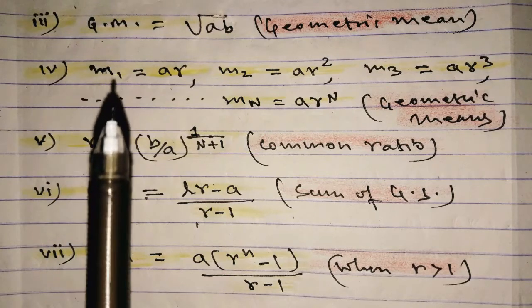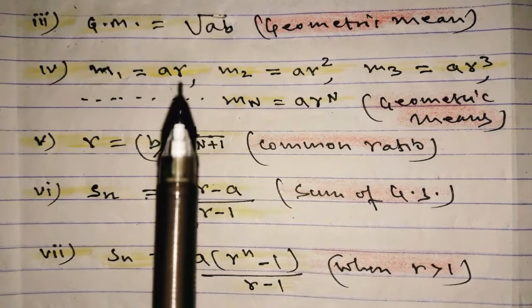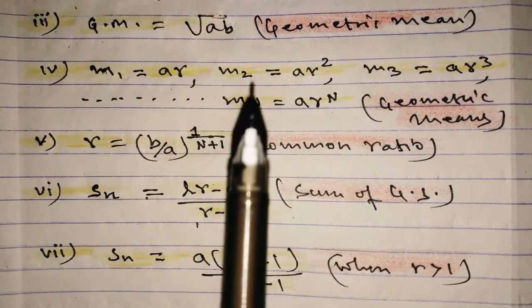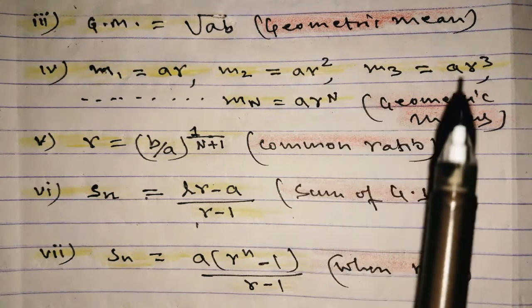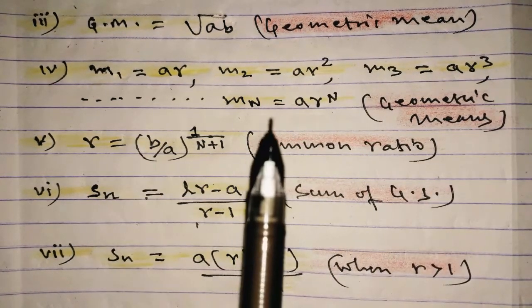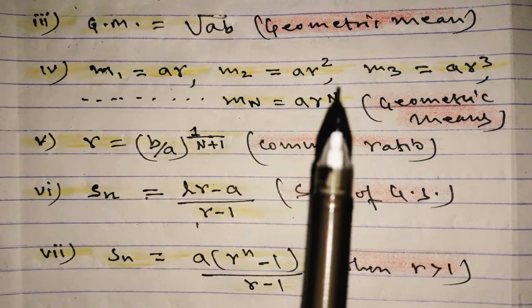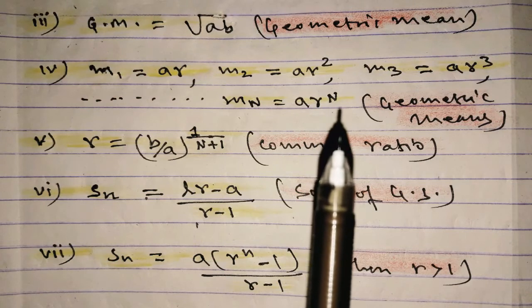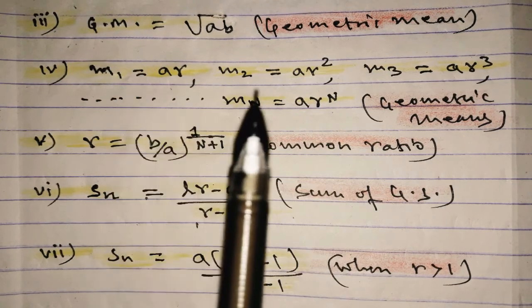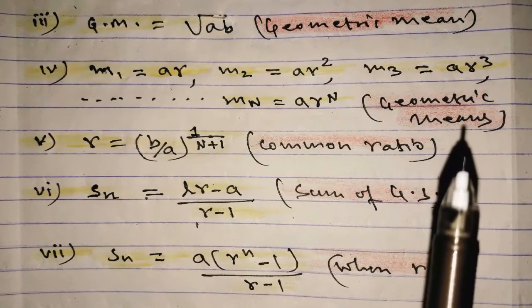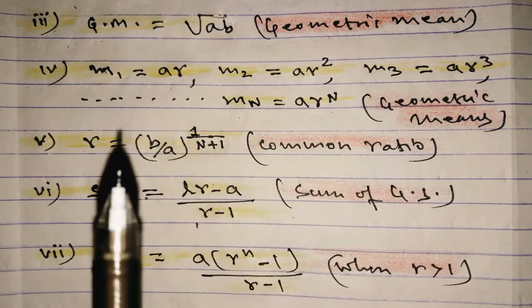Now for number 4, M1 is equal to AR. That means the first geometric mean is equal to AR. M2 is equal to AR square, the second geometric mean. M3 is equal to AR cube, dot dot dot, Mn. That means the last geometric mean is equal to AR to the power n, where n is the number of geometric means. So by using these formulas, we can find geometric means between any two numbers of a geometric sequence.